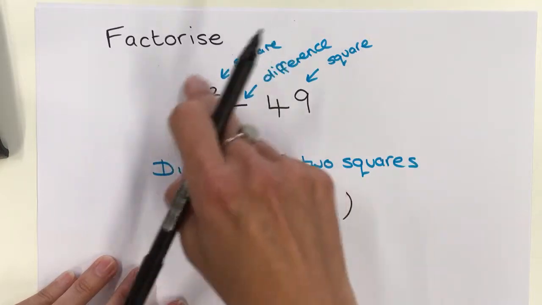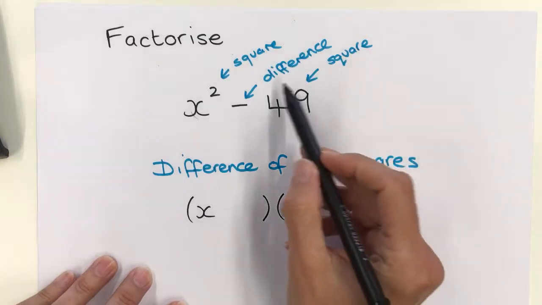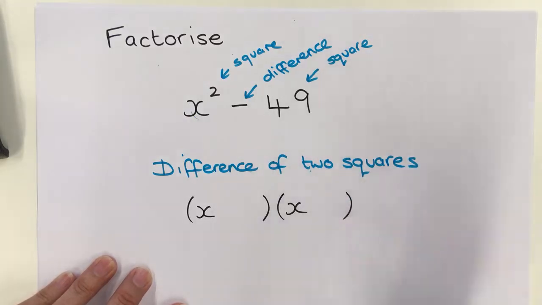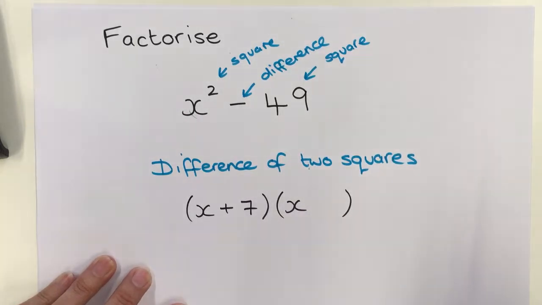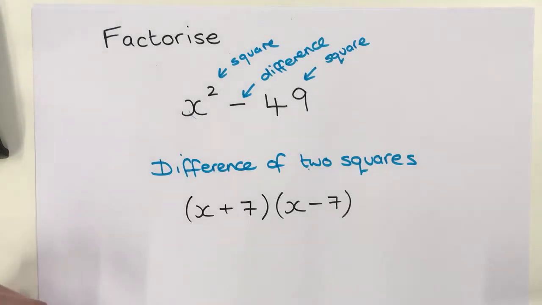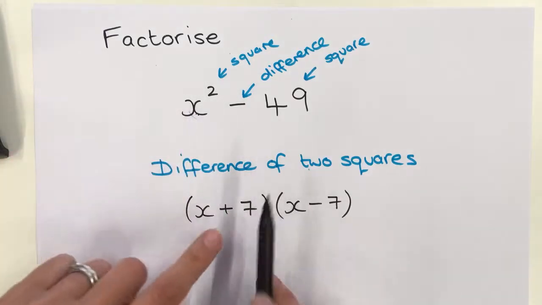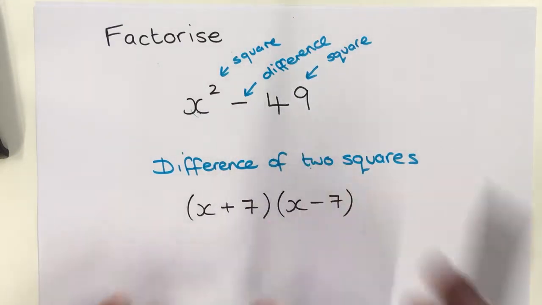We square root the x squared, so we have an x in both brackets. We square root 49. The square root of 49 is 7, or minus 7, but in this case we get a 7 positive and a 7 negative, because there are two answers when we square root 49. One is positive, one is negative. So in each bracket, and this is always the same, we have the x that relates to this, we square root this number, and we have a positive version of it here, a negative version of it here.